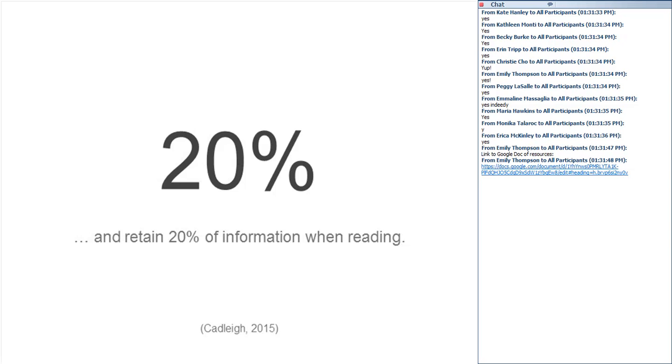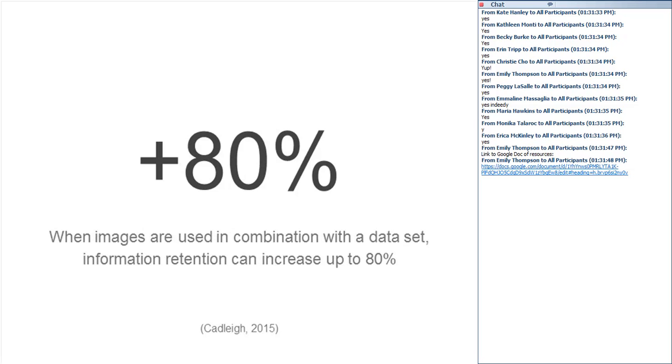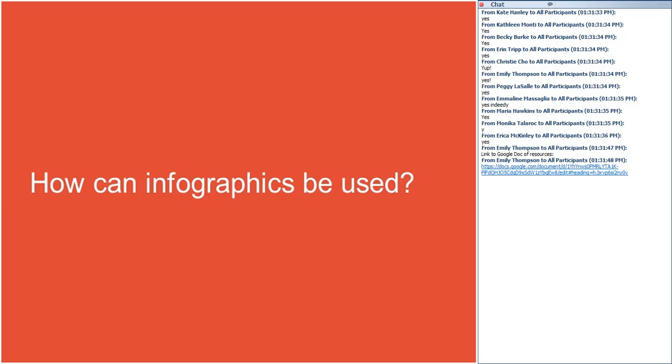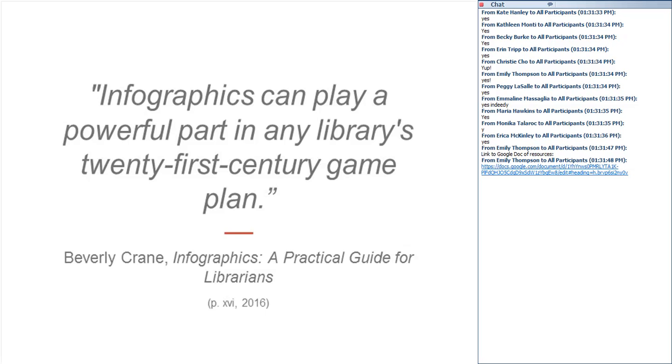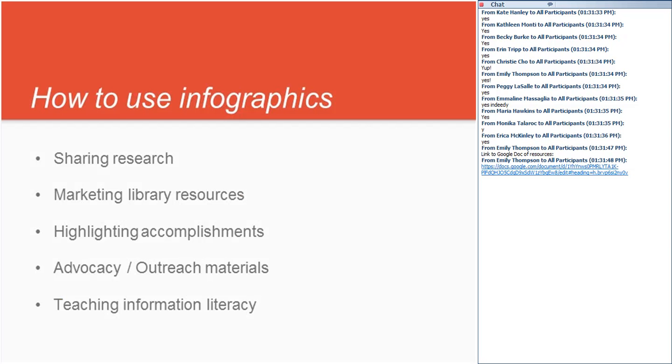So moving on, how can infographics be used? We know they're an effective form of communication, but how can we specifically leverage their power for libraries? There are a lot of ways, actually, that libraries can utilize infographics. They can be used to share research or market library resources. They're also a great way to highlight library accomplishments, and likewise can also work to enhance advocacy or outreach materials, stuff like that. Another great use for them, and one of my favorites, is teaching information literacy.